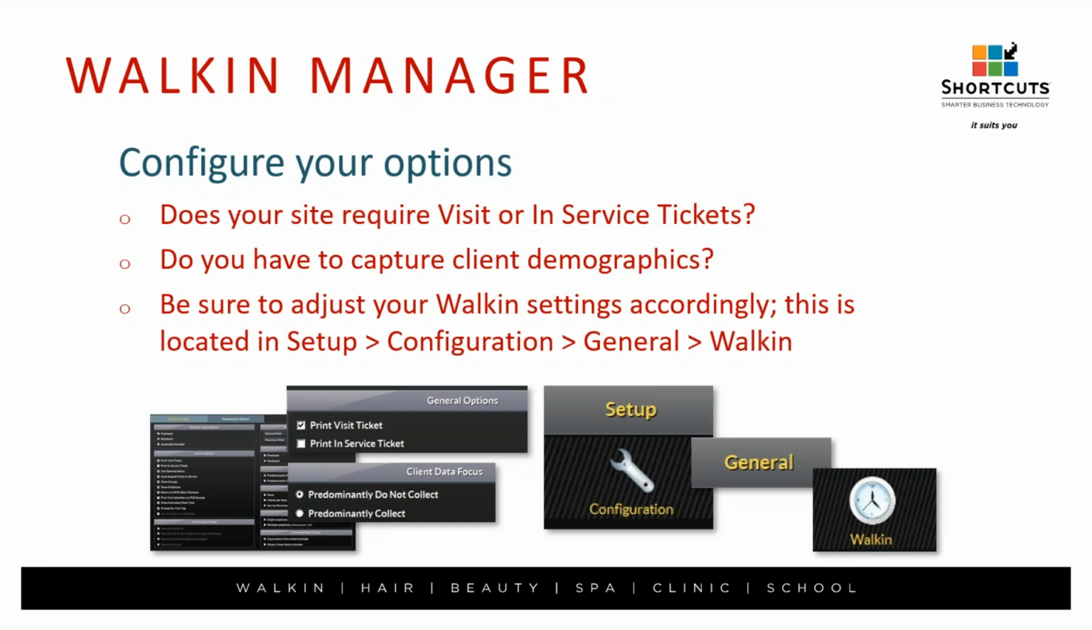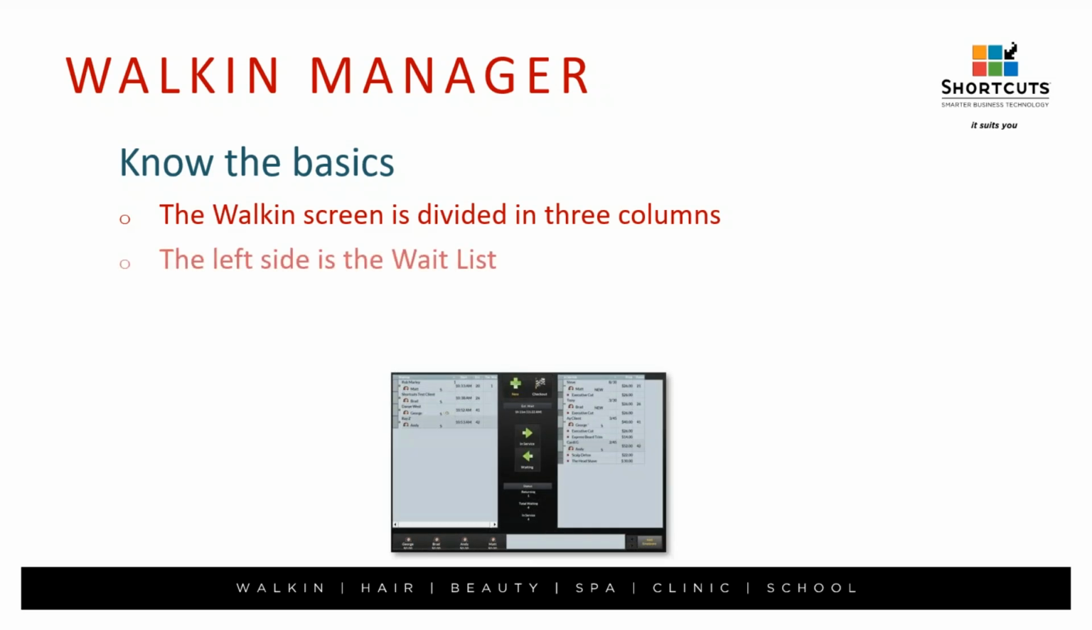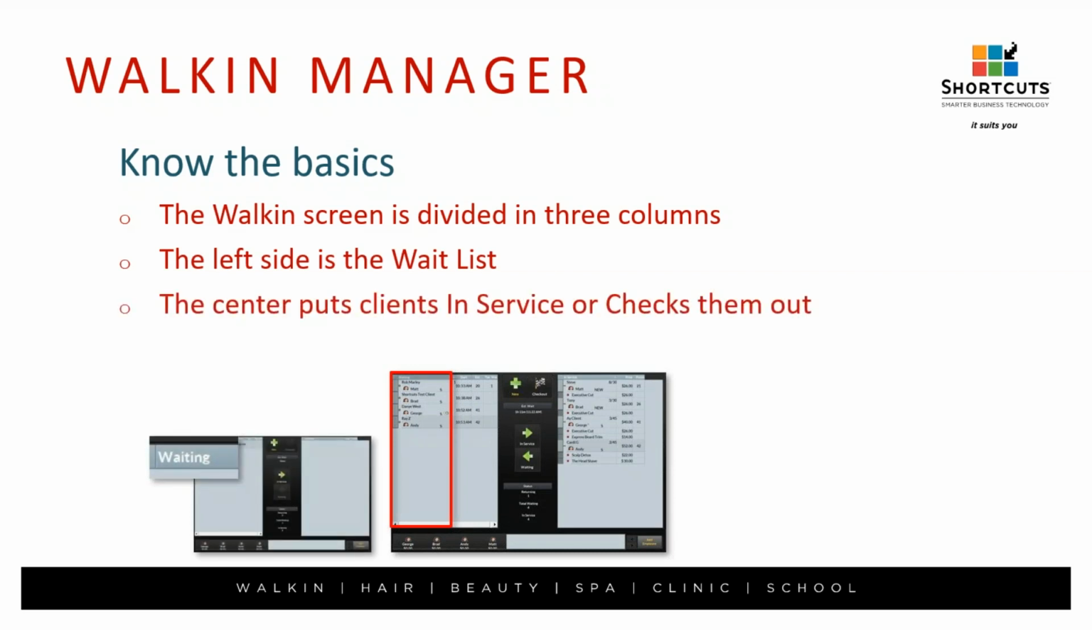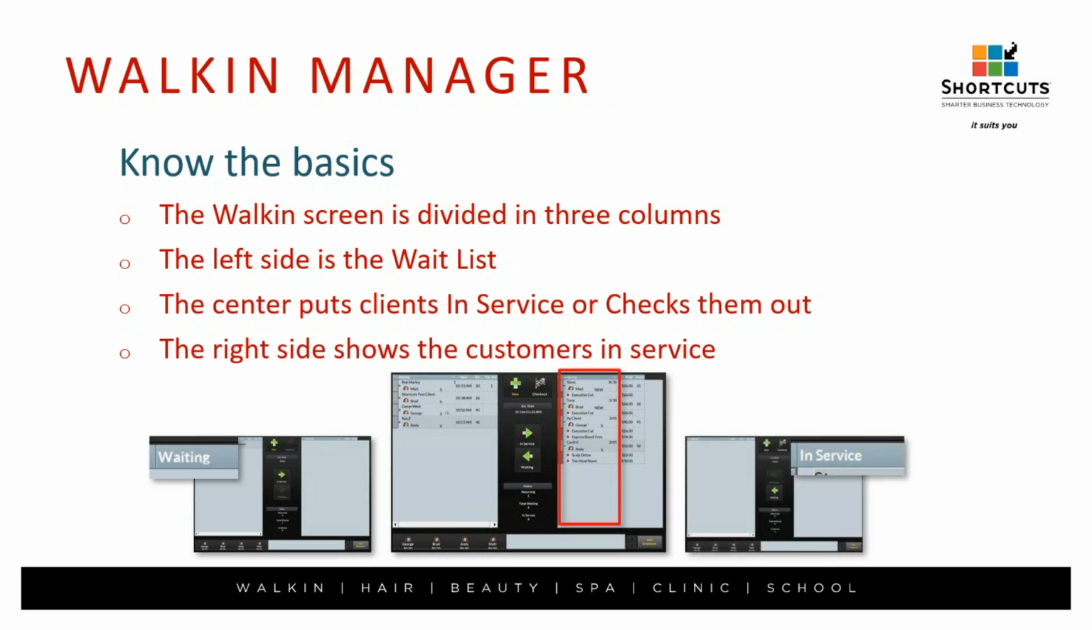Once you set your options, then you want to know some basics. The walk-in screen itself is divided into 3 columns. The left side is the wait list. That's where your customer names go, how long they're waiting. In the middle is the column that allows you to put customers into service or check them out. And on the right side, it shows the list of every customer that's currently in the chair receiving a service, how long they've been in service, and approximately how many minutes they have left. Now, we are going to look at the actual walk-in manager screen when we do a live demo.